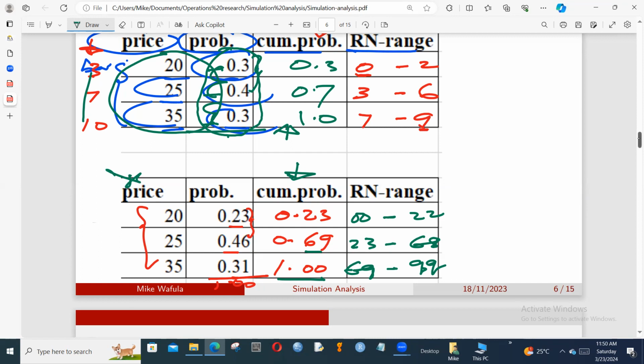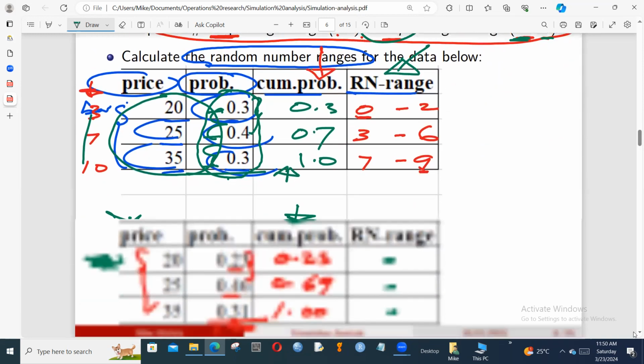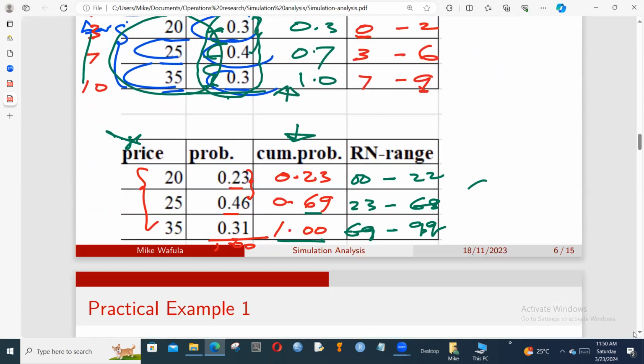You can see again, I had emphasized that when the cumulative probabilities are in two decimal places, then the range of the random numbers will begin from 00 and end at 99. And you have seen that coming up clearly in this particular second example. Are we okay up to that stage?